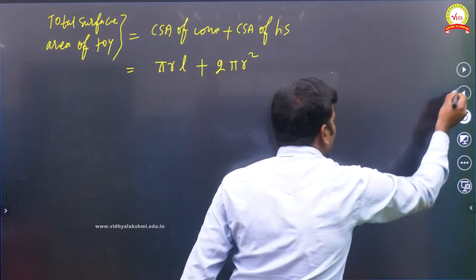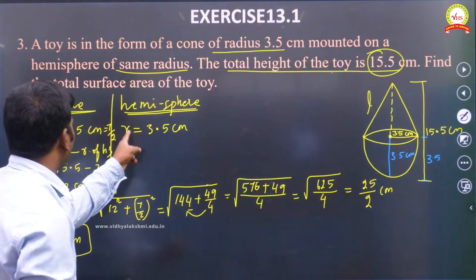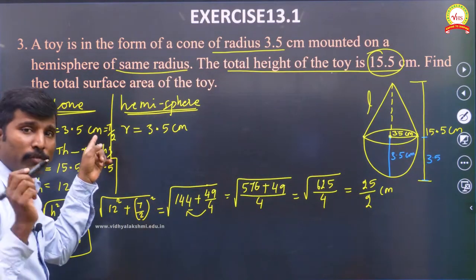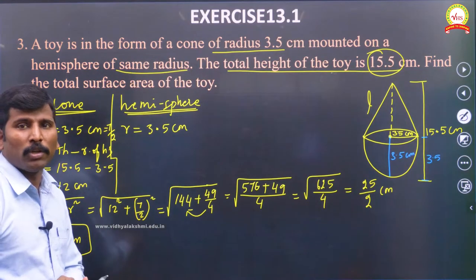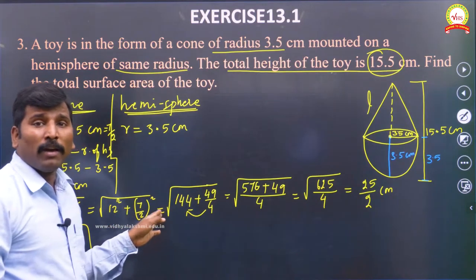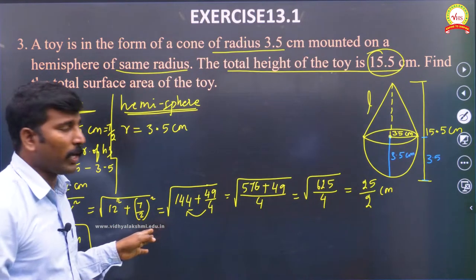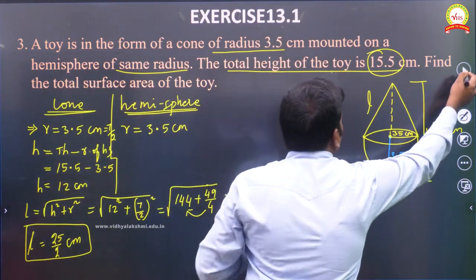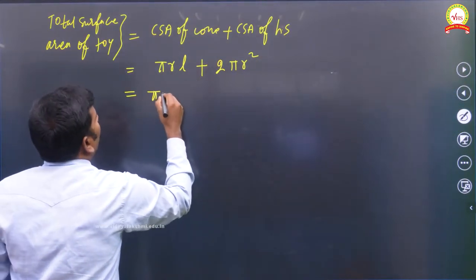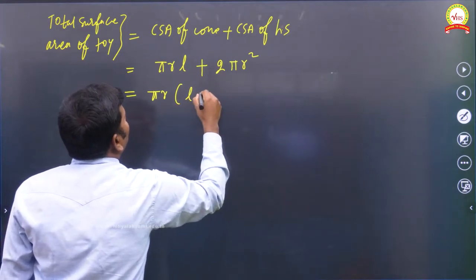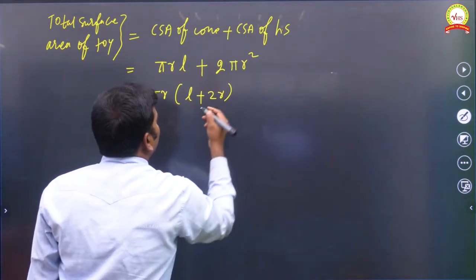We know very well. You see, they said clearly here radius 3.5 and radius 3.5. If we need, without the point, we can use 7 by 2 also. No problem, 7 by 2 also we can use, because when finding the l also, I used 7 by 2. Now I am going with this common value. I am taking pi r outside, so remaining here is l plus 2 times the radius.